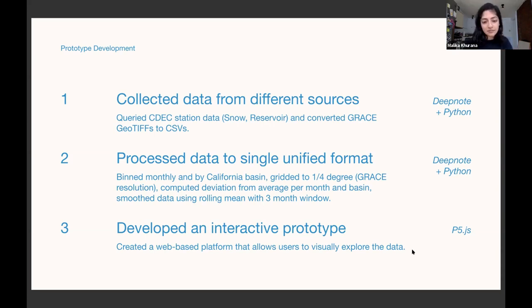And finally, we developed this interactive prototype that you saw that actually allows users to visually explore the data once it's in this single format. And that we did using P5.js. So it's a JavaScript-based framework.